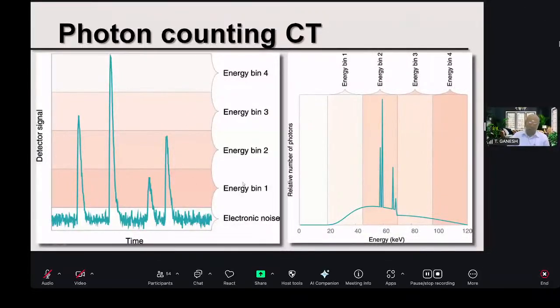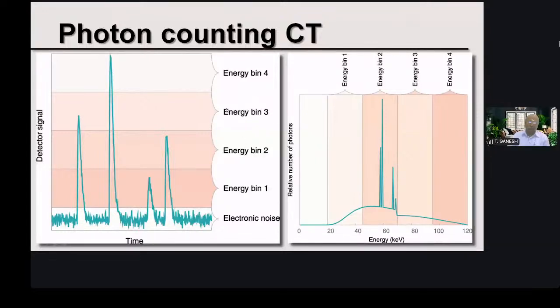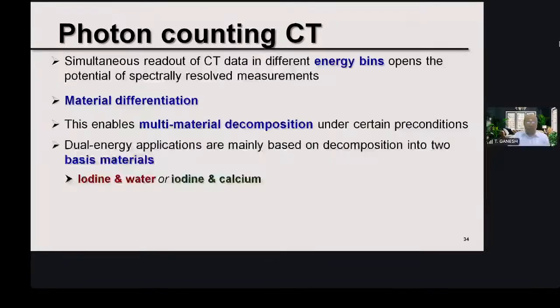So you can see here once again energy bin 1, 2, 3, 4, and you can see different counts belonging to different energy bins. And here, as you can see, the energy spectrum, these are K edges, and these can be effectively utilized by selecting the proper energy bins. You will be able to just focus only on the K edge of the spectrum, depending on what material has been administered to the patient or what you are looking at. So simultaneous readout of the CT data in different energy bins, as we had seen in the previous slides, opens up a potential of spectrally resolved measurements, just like in dual energy.